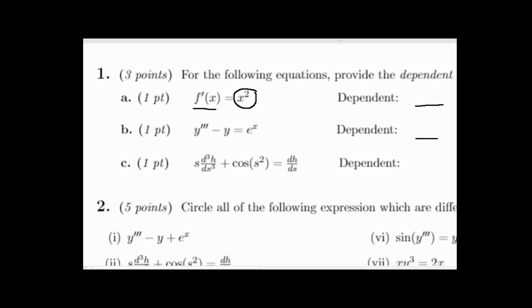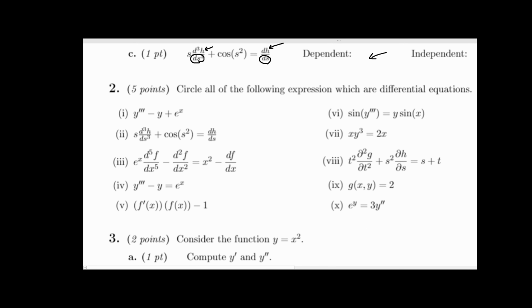In part C, the independent variable is s, since whatever we plug into s changes dh, since we are taking the equation with respect to d of s.